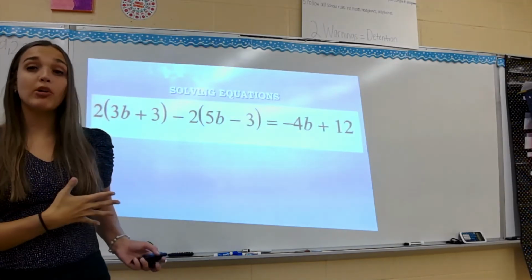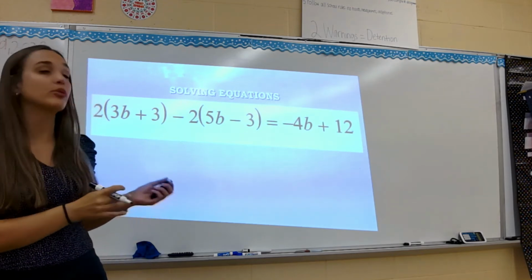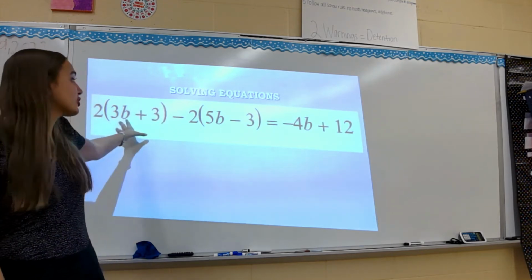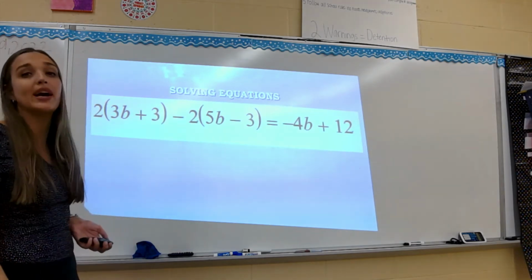Now we have this problem, and it's similar to the last one in the sense we have distribution, variables on both sides, but instead we have two distributions on one side. That's no big deal though. We know how to distribute, so we can solve this problem.